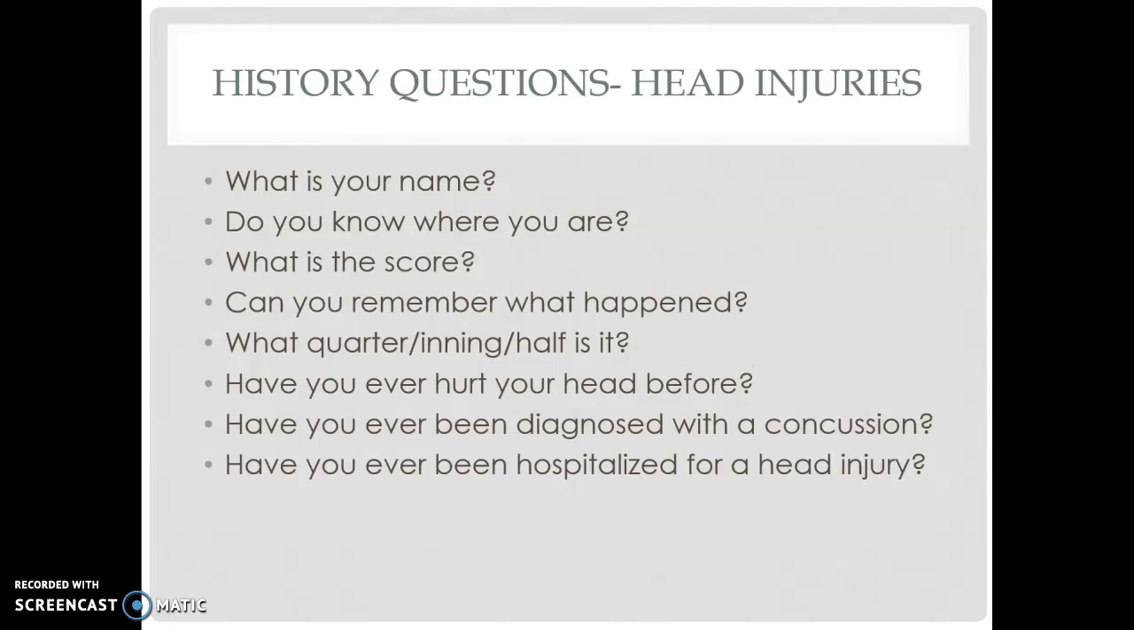You want to know if they've ever hurt their head before. You want to know if they've ever been diagnosed with a concussion by an athletic trainer or a sports doctor before. And then definitely if they've ever been hospitalized for a head injury. Those are all very important questions because once you have one head injury, like a concussion, if you get another one, there could be more serious implications to that.